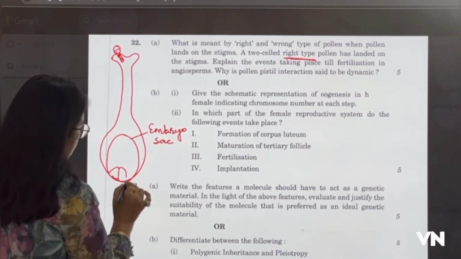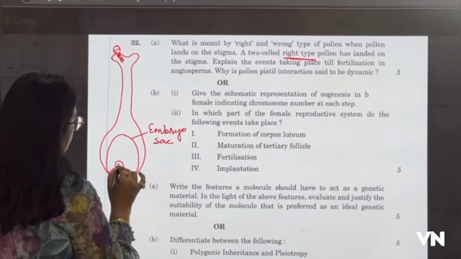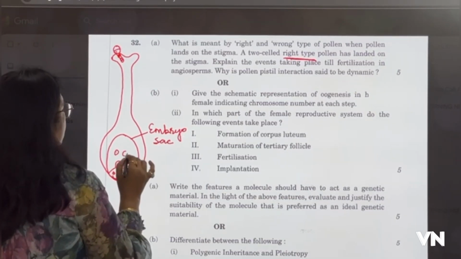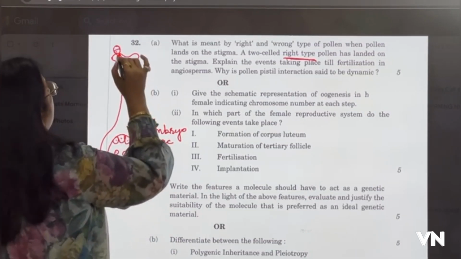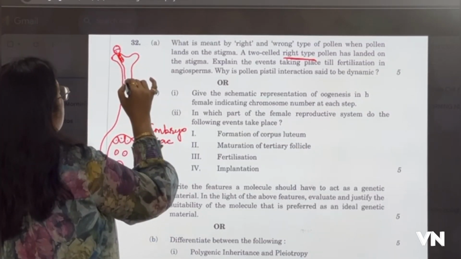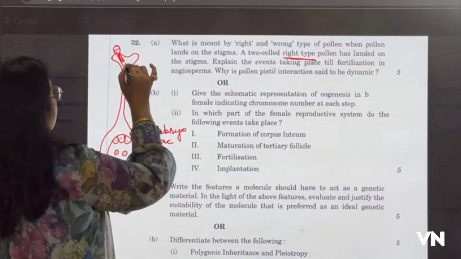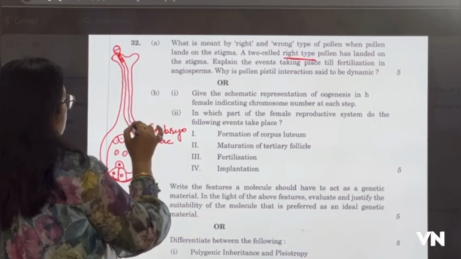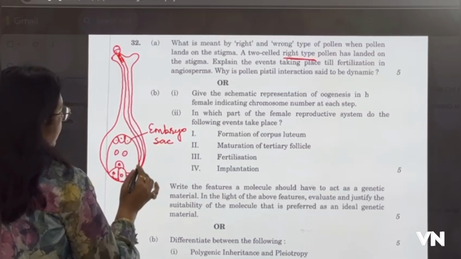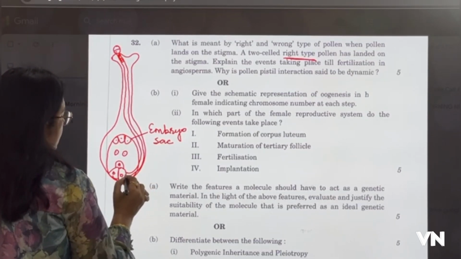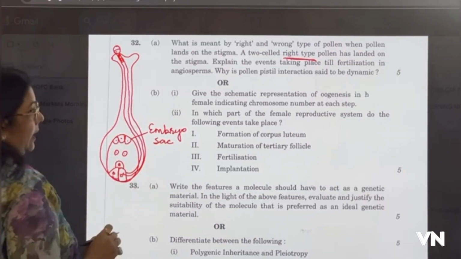At this end, there are two synergids and this is the egg cell. Then there are two polar nuclei and three synergids. Now, because the pollen is of the right type and two male gametes are formed, these two male gametes will be transported towards the egg cell. First the pollen tube will enter towards the synergid, but this synergid will guide the pollen tube to enter towards the egg cell.